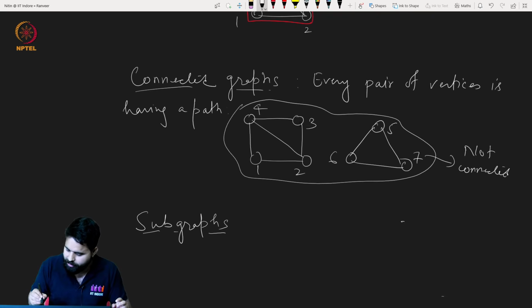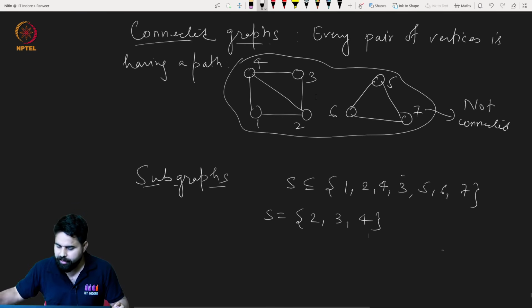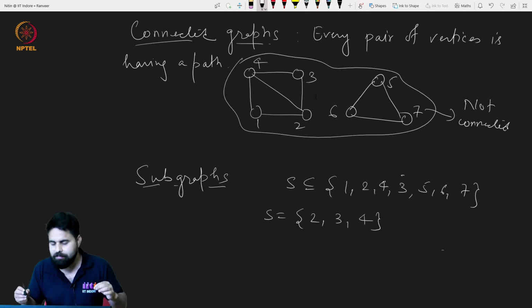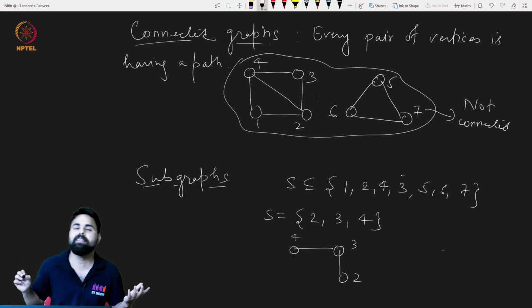Suppose I pick a vertex subset S of this. The vertex set is 1, 2, 4, 3, 5, 6, 7, and suppose S equals 2, 3, and 4. Now let me choose some edges whose end vertices, or you may call them endpoints, are in this set. Suppose 4, 3 and 2, 3. So the graph might look like this: 4, 3, 2. This is a subgraph, right?